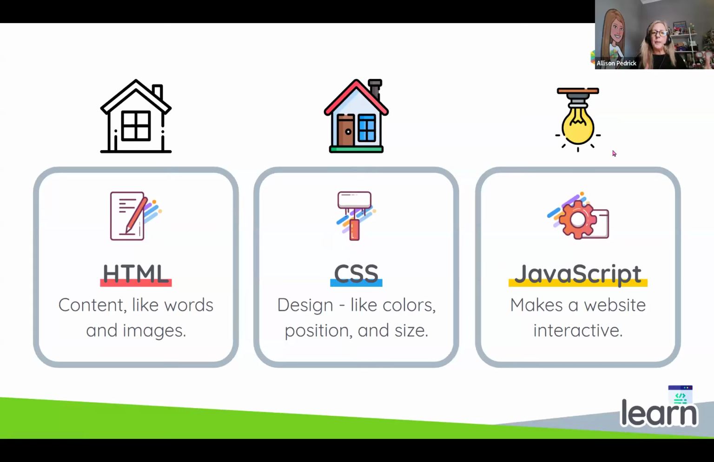Now that I've got my house built, my house is fully decorated. Now I need some electricity. I need to be able to turn on my TV. I want to be able to talk to Alexa. I want my refrigerator running.